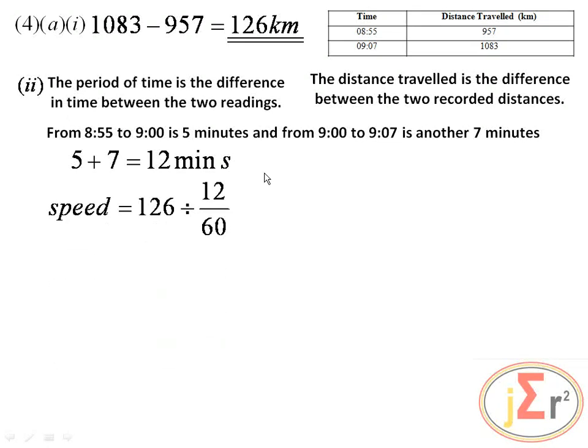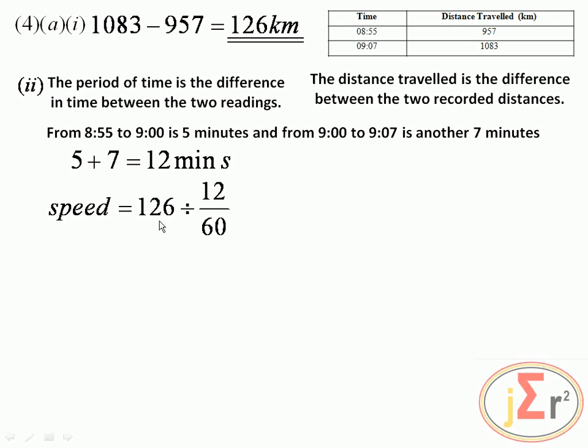The speed is equal to distance divided by time. Now, the time that we have calculated is given in minutes, but the speed that we need is in kilometers per hour. So we are dividing 126 kilometers by 12 minutes. But of course, we need kilometers per hour, so we convert the minutes to hours by dividing by 60.